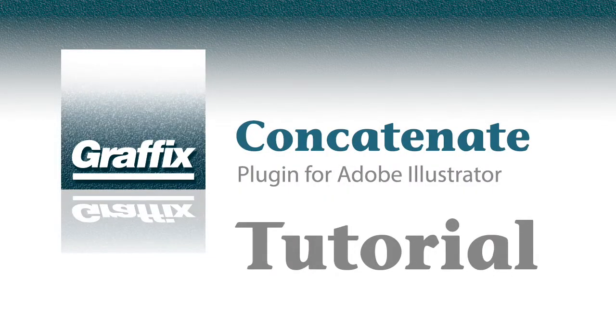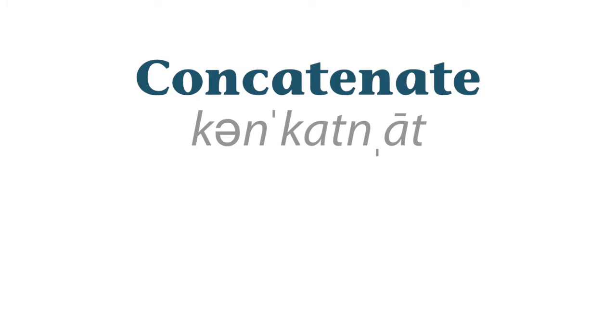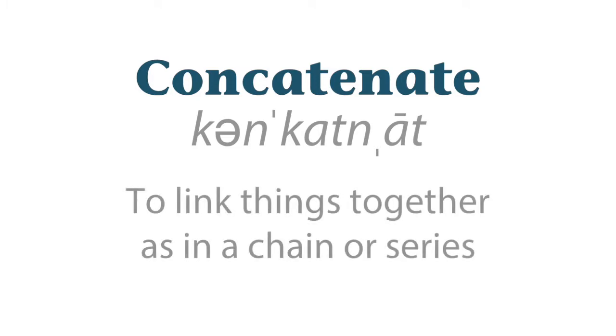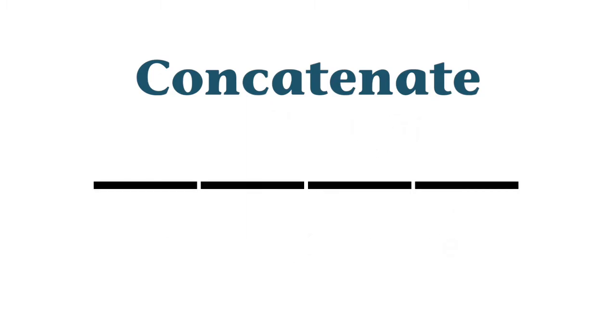Welcome to this tutorial for Concatenate plugin for Adobe Illustrator CC. Here you'll see what it does and how to adjust the settings to get the most of it. Many people aren't familiar with the term concatenate, which means to link things together as in a chain or series. In Adobe Illustrator, the plugin combines a series of paths into one continuous path.